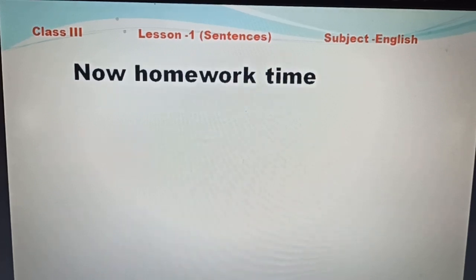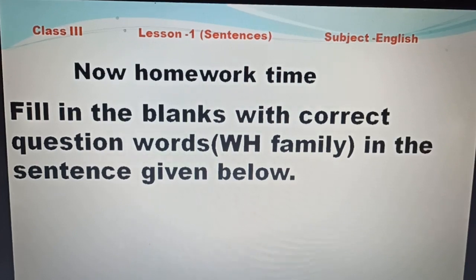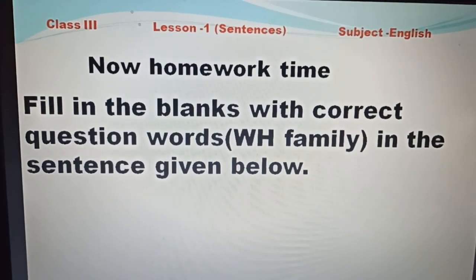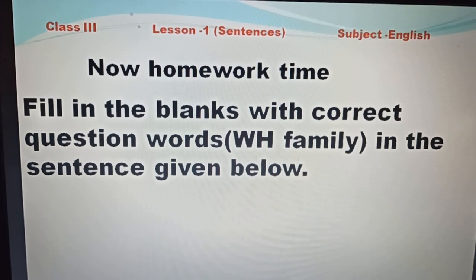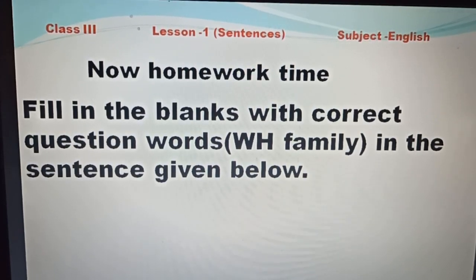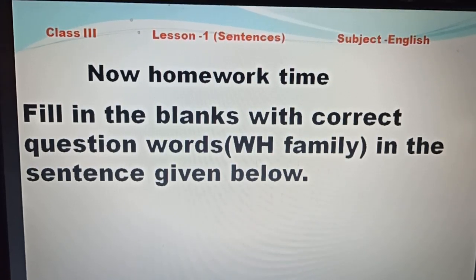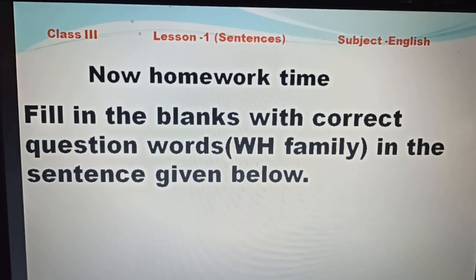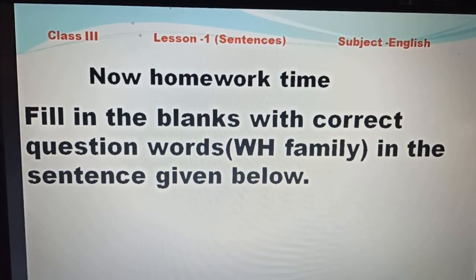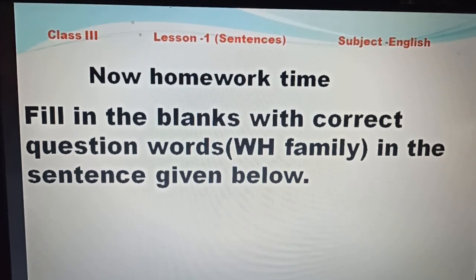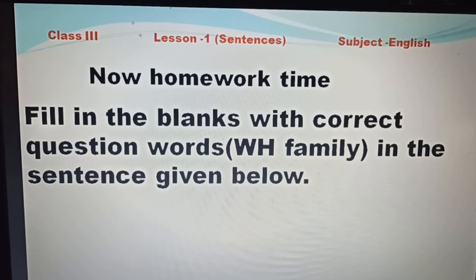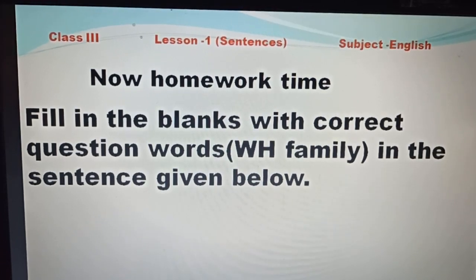Now, homework time. In the homework, I am giving you fill in the blanks with the correct question words, which are WH family words, in the sentences given below. I am giving you sentences, and you have to fill them with WH family words only. I am repeating the WH family words again: what, why, which, whom, when, where, how. You have to fill these blanks with the help of these words only.